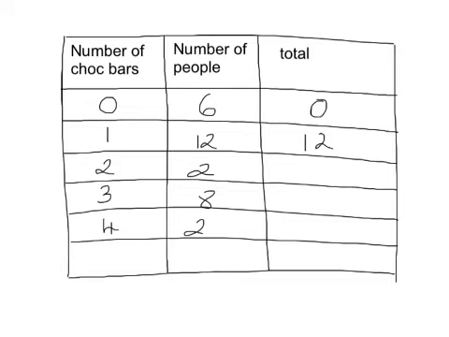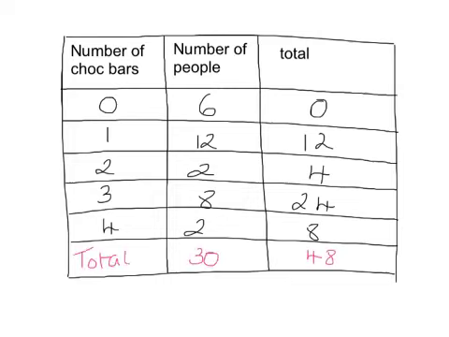2 people have eaten 2 bars, which means that 2 times 2 gives me 4 bars which have been eaten there. And then 3 chocolate bars have been eaten by 8 people, so between them they have managed to eat 24 chocolate bars. And then 4 chocolate bars have been eaten by 2 people, which means that between those 2 people they have eaten 8 chocolate bars.